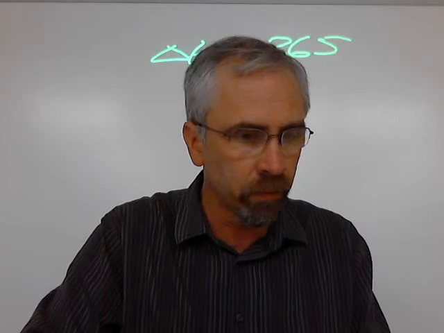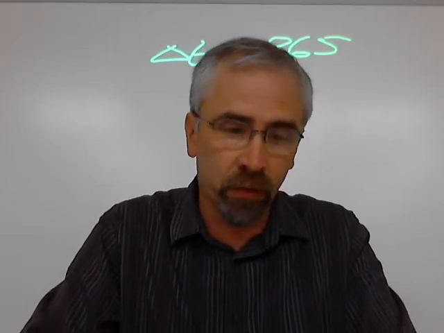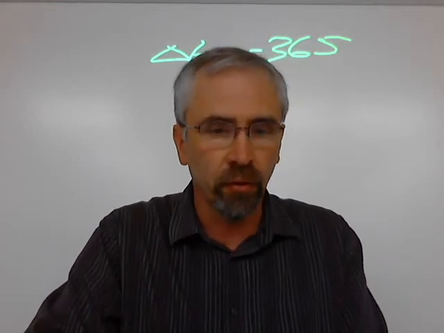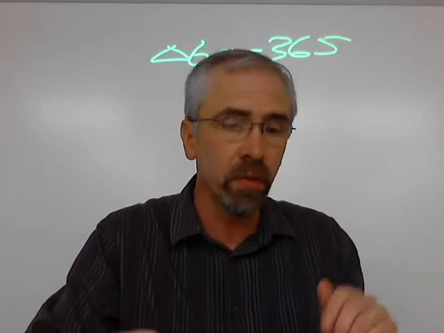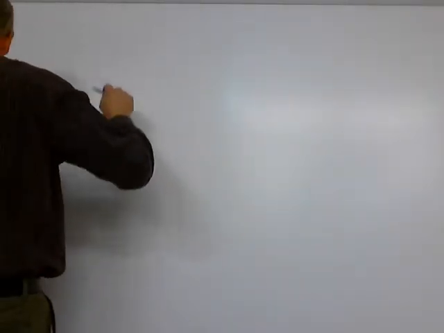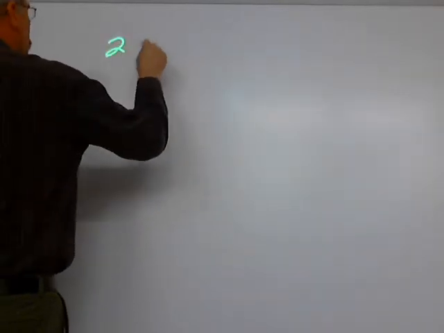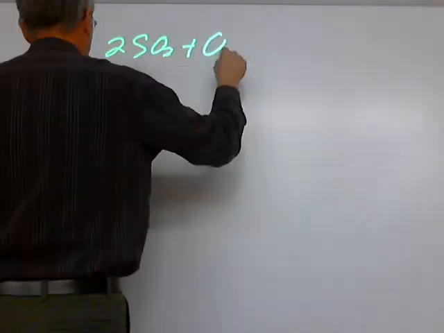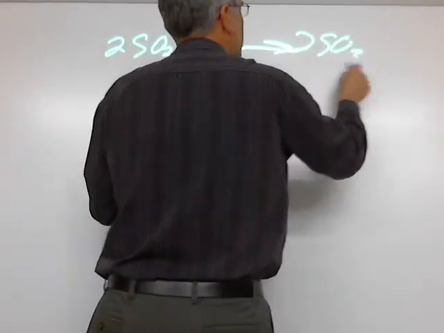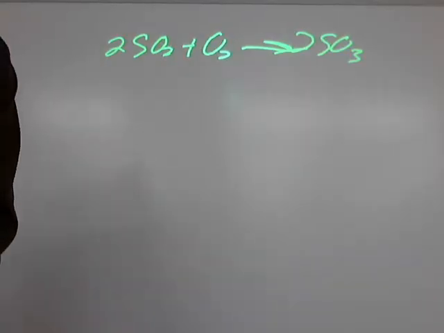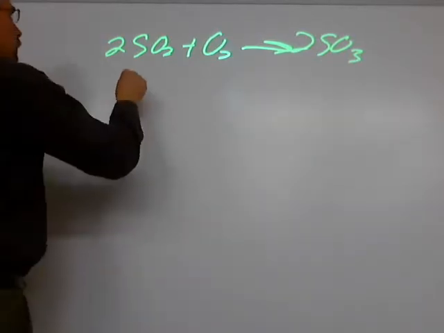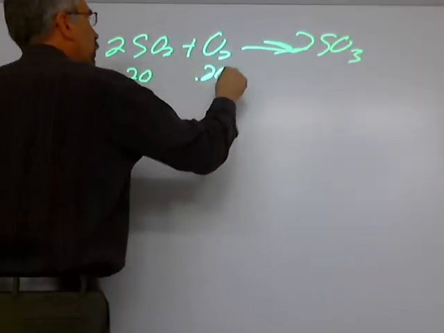I just have 4 more to go. Number 11. This is another one of those problems that just drives me crazy that they would ask this. They give you this equation: 2SO2 plus O2 yields 2SO3. And I'm leaving out the states. And it says you have 0.2 moles of SO2 and 0.20 moles of O2.